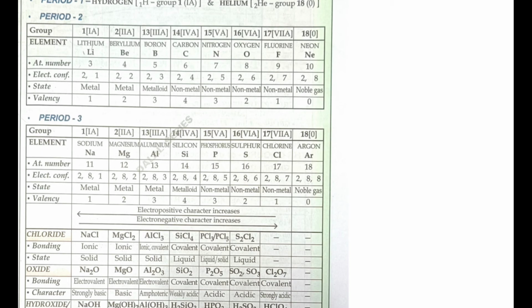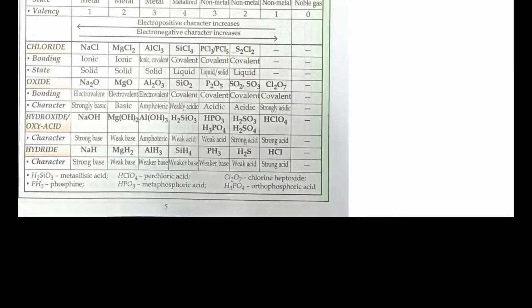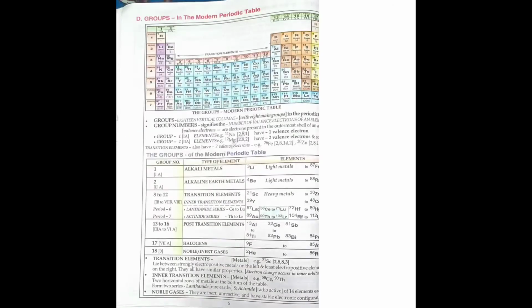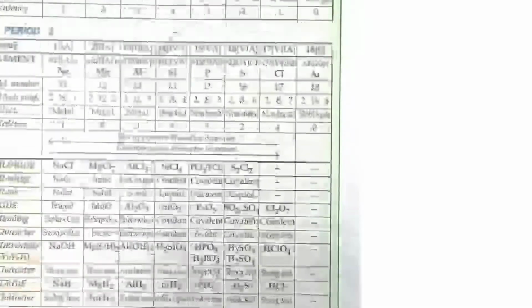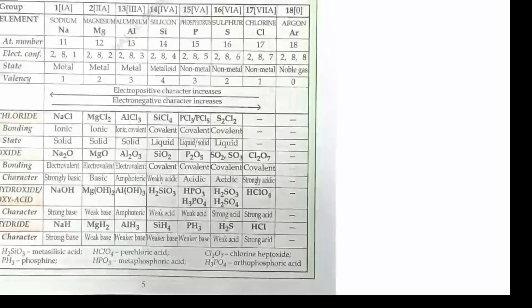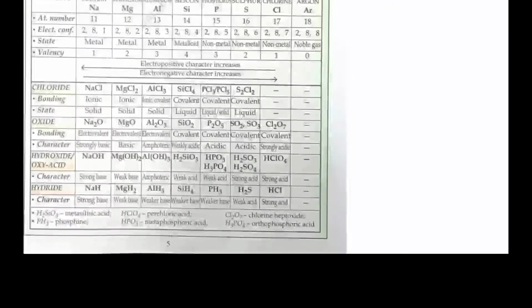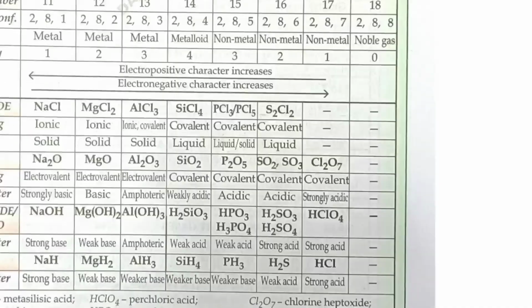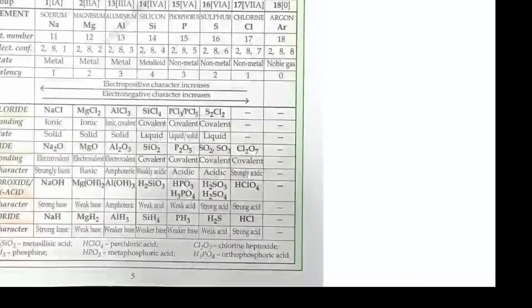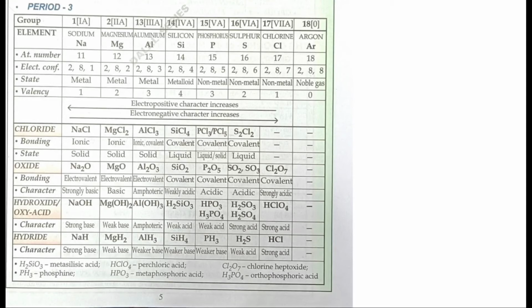Fluorine, chlorine is there, neon, argon is there. And then their compounds are written depending upon that electronic configuration and valency only. We can write down the structure of these compounds. You already learned that in your 9th standard. NaCl, MgCl2, AlCl3, SiCl4, PCl3, PCl5, S2Cl2.